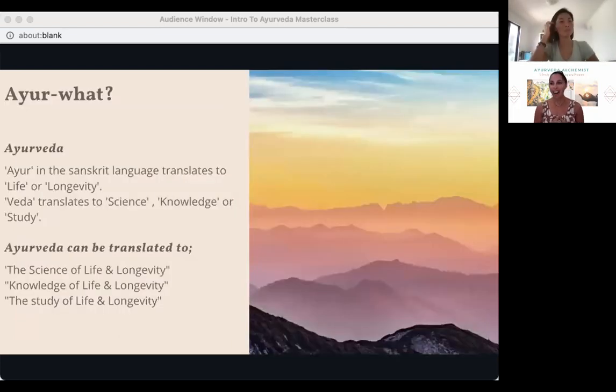So what is Ayurveda? I know it's a really long, bizarre word and so many people have trouble saying it. I had a lot of trouble pronouncing it when I was first learning about Ayurveda. But when we break the word down, the first part of the word, Ayur, in the Sanskrit language, translates to life or longevity. And then Veda is the science or the knowledge or the study of. So basically the word Ayurveda can be translated to the science of life and longevity.